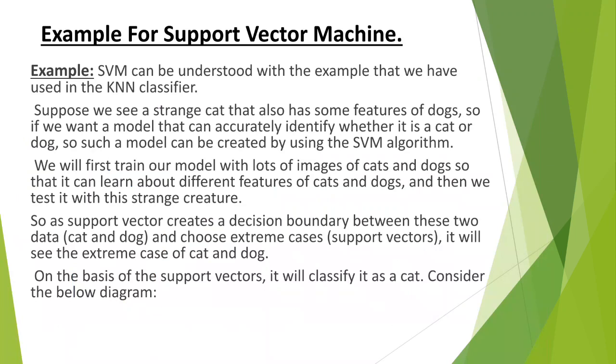As the support vector machine creates a decision boundary between these two data, cat and dog, and chooses extreme cases which are support vectors, it will see the extreme case of cat and dog. On the basis of support vectors, it will classify it as a cat. Consider the below diagram.